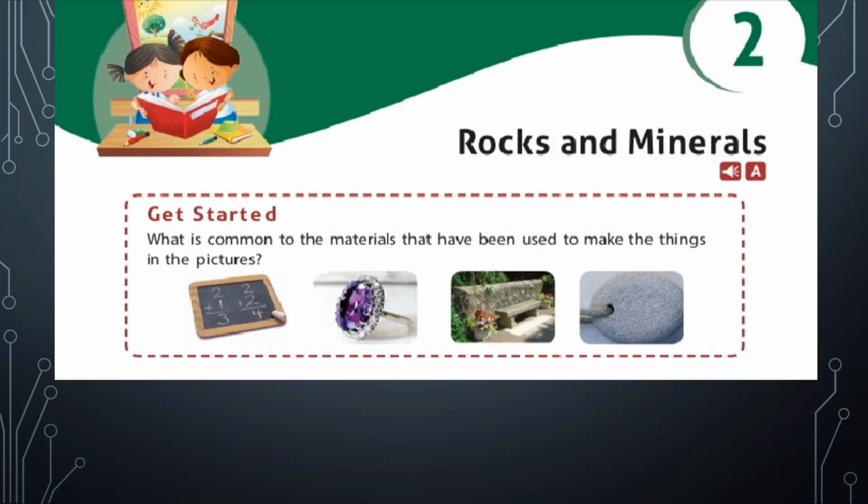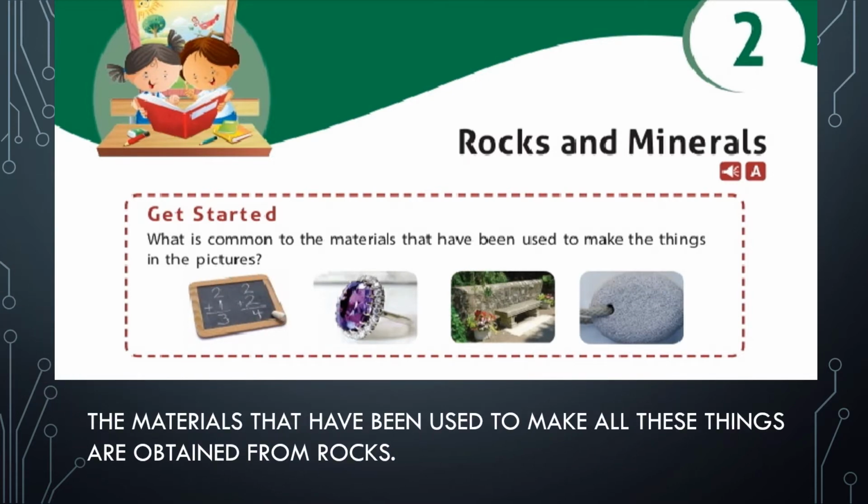In the first page of this lesson, you can see Get Started. There are 4 pictures and there is a question: what is common to the materials that have been used to make the things in the pictures? The same question I asked you on the first day of our class. Can you tell me the answer? Yes, the materials that have been used to make all these things are obtained from rocks.